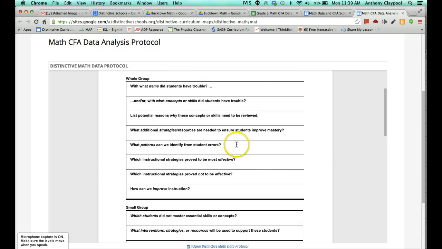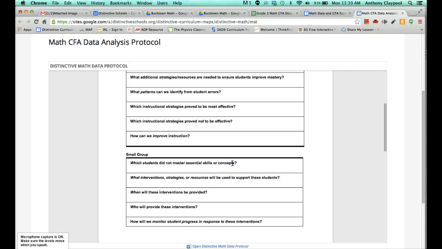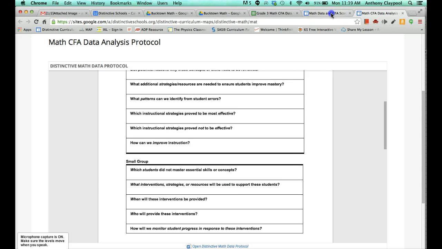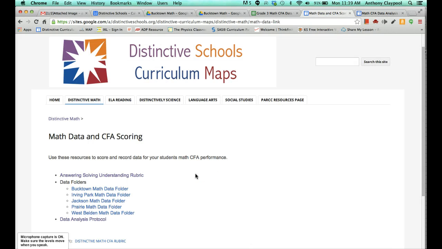There are a few questions about whole group and a few questions about small group. Okay. So that is, in a nutshell, our plan for scoring, entering, and reflecting upon the math CFA data.